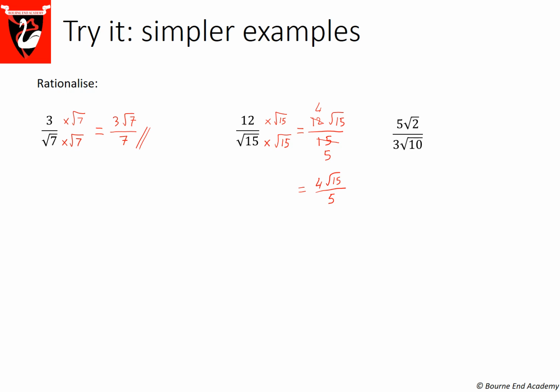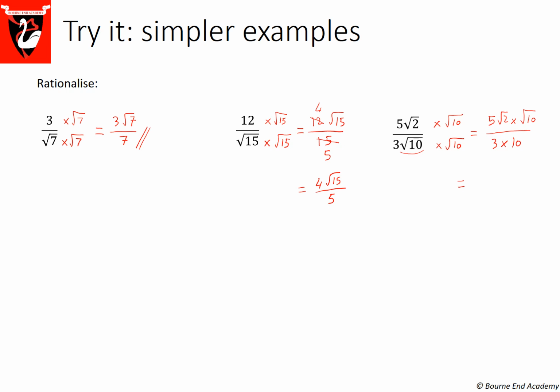Final example of this page, we've got a 5 root 2 at the numerator and a 3 root 10 at the denominator. We want to get rid of the root 10, so we can multiply by root 10. We're going to do the same at the top. So what are we left with now? Well, at the denominator, we are going to have 3 times root 10 times root 10, which is 10. And then the numerator, we're going to have 5 root 2 multiplied by root 10.